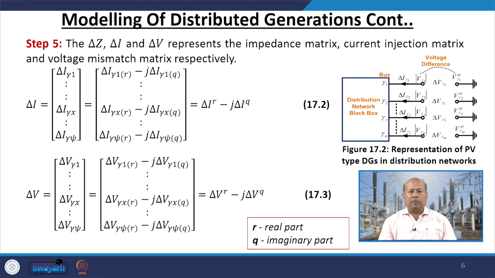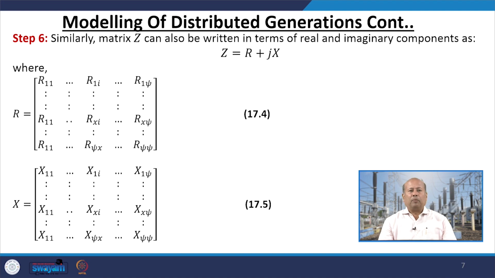Moving to step number 5, delta Z, delta I, delta V represent the impedance matrix, current injection matrix and the voltage mismatch matrix respectively. Now, similar to delta Z, we can calculate delta I as well as delta V as mentioned in equations 17.2 and 17.3. Moving to step number 6, similarly, matrix Z can also be written in terms of real and imaginary components, that is Z equals R plus jX, and we can rewrite the matrix R as well as matrix X as per equations 17.4 and 17.5.